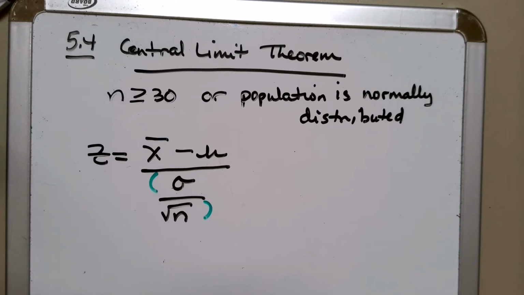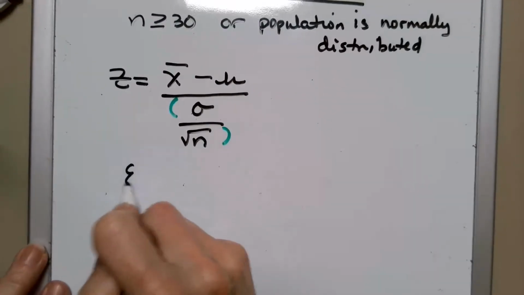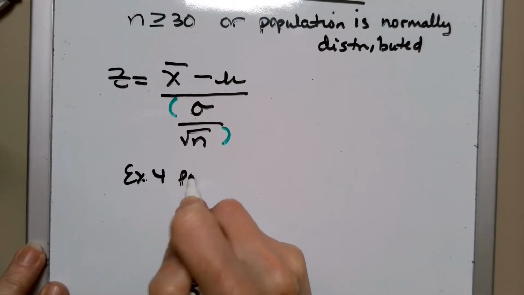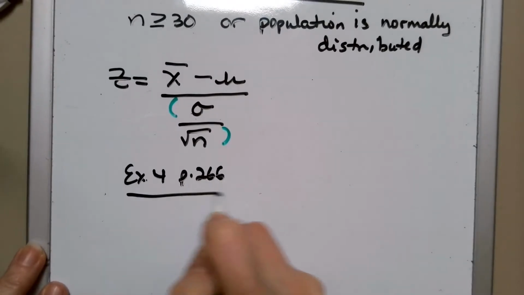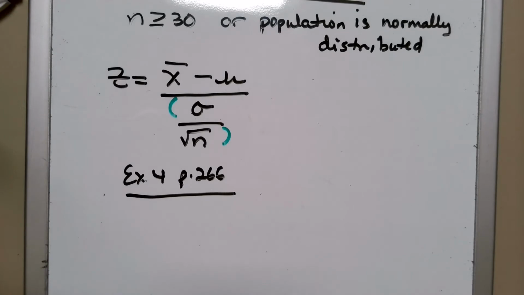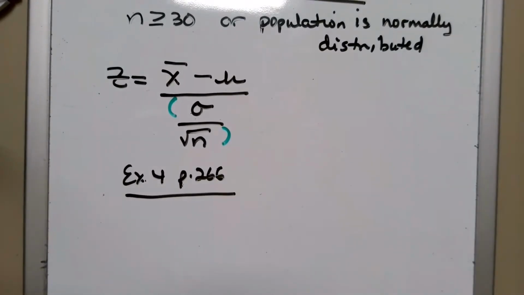So to go right to the problems, we're going to go to example 4 on page 266. This is like what you're going to see in your homework and in your quiz. And by the way, the chapter 5 quiz is all of chapter 5. It's a long quiz. The chapter 6 stuff will be with 6 and 7 together on a quiz.